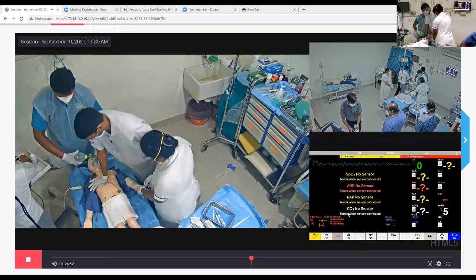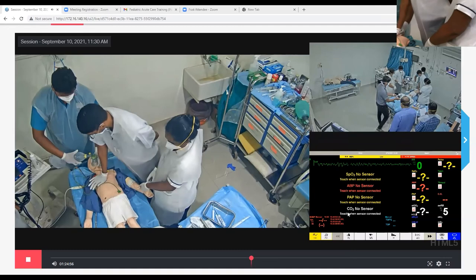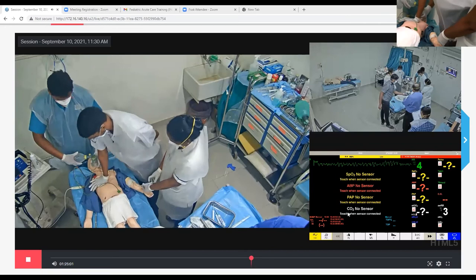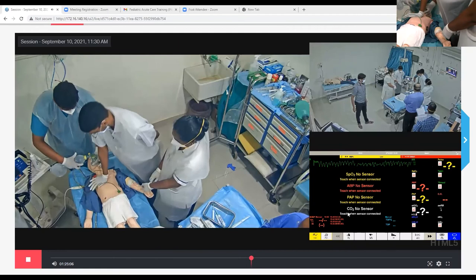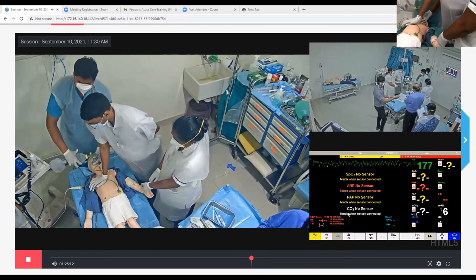1, 2, 3, 4, 5, 6, 7, 8, 9, 10. And chest compression should be a little deeper, Suranjan, if you don't mind. Little deeper. 1, 2. Okay. 1, 2, 3, 4, 5, 6, 7, 8, 9, 10, 11, 12, 13, 14, 15. Very good. Good job. Can we change over now and then see the rhythm?